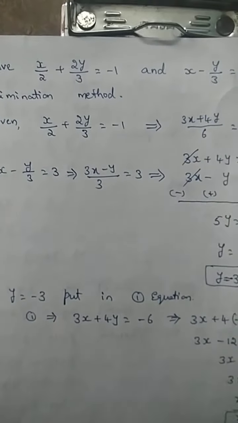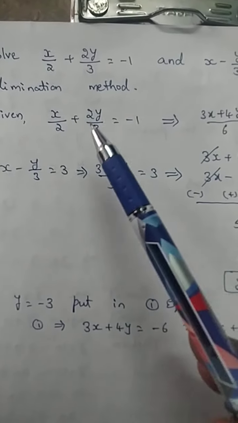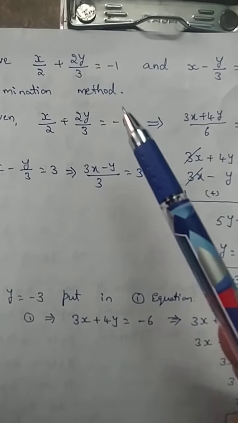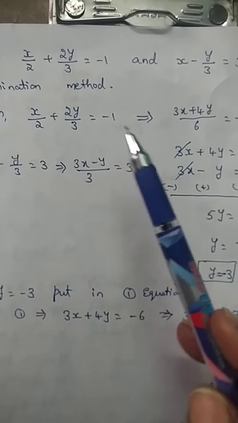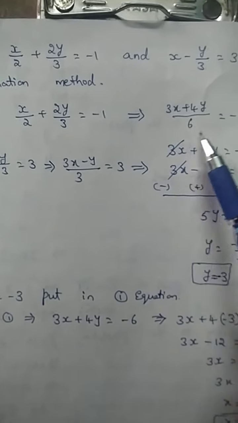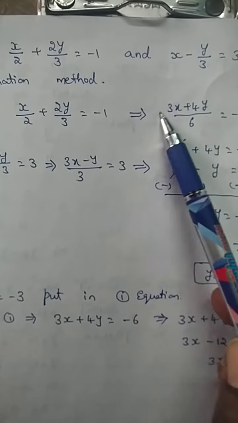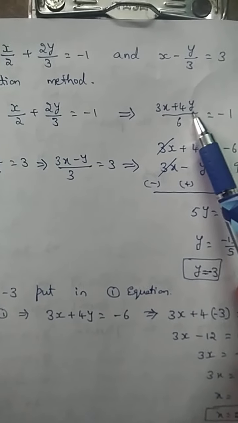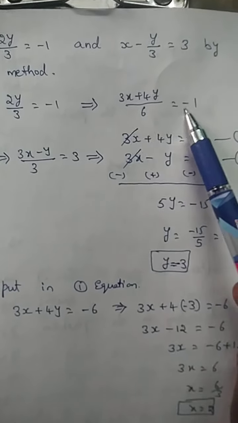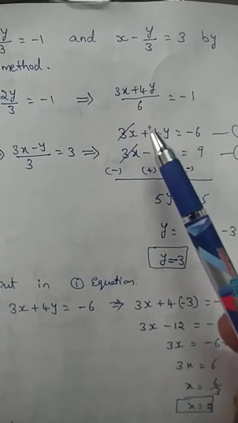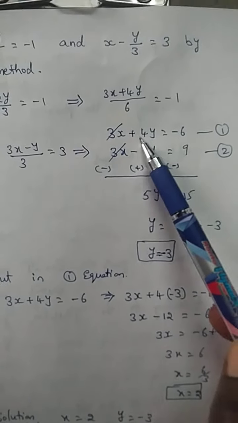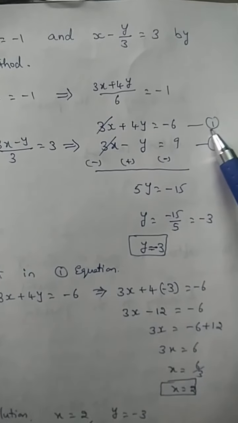Given x/2 + 2y/3 = -1. To change the coefficients to integers, find the LCM of the denominators 2 and 3. The LCM of the denominators is 6. Then 2 3s are 6, so 3x, plus 3 2s are 6, 2 2s are 4y. 3x + 4y = ... the 6 is transposed to that side, 6 into minus 1, it is minus 6. So 3x + 4y = -6. It is the first equation.